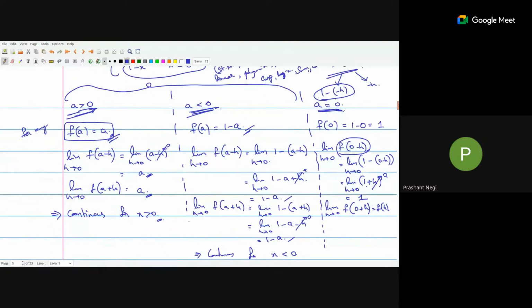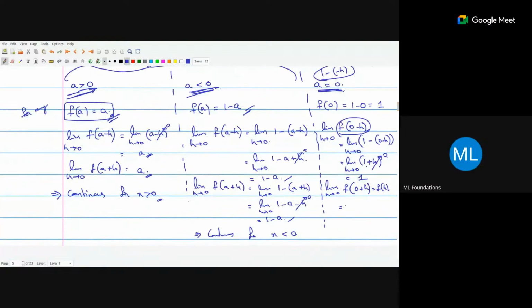So that means this will be the limit as h tends to 0. Instead of f of h, I will simply write h, and as h tends to 0, this will go to 0. You can clearly observe this right hand limit is not equal to 1, which is the left hand limit or the function value. Therefore, this implies it is not continuous at x equals 0.